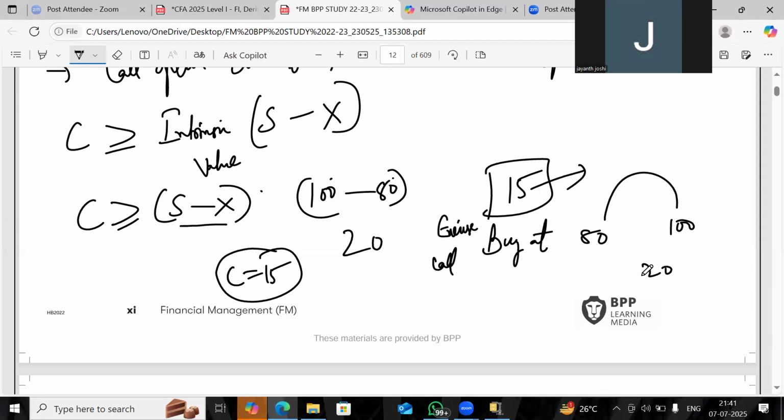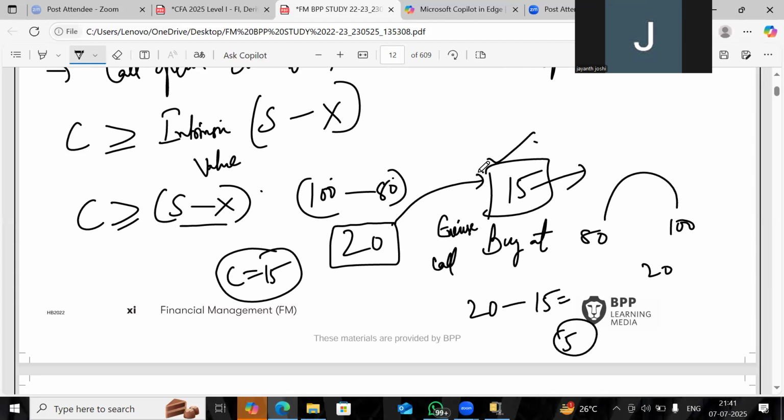Make a gain of how much? 20. 20 minus 15 premium. What is your profit? Riskless profit 5. So what does it mean? See, if something is creating a worth of 20 for you, will you pay 15 for it? No. It's like you are getting a call option at a discount.